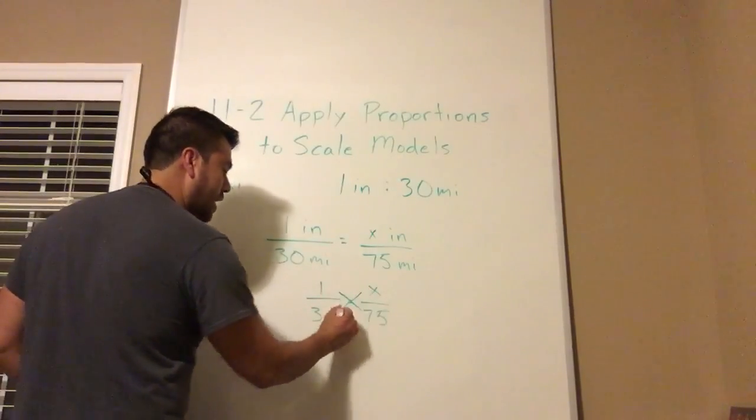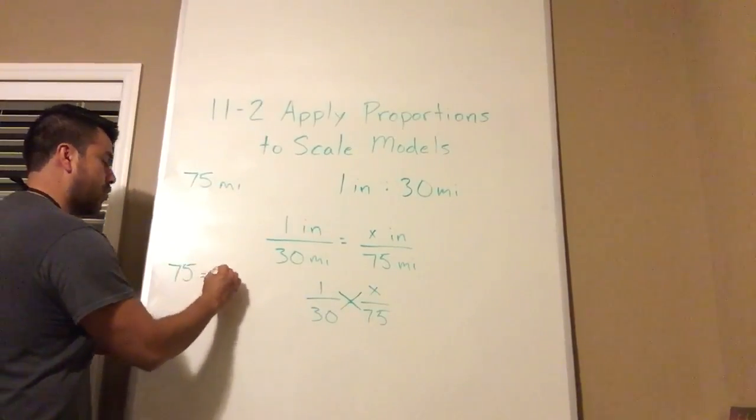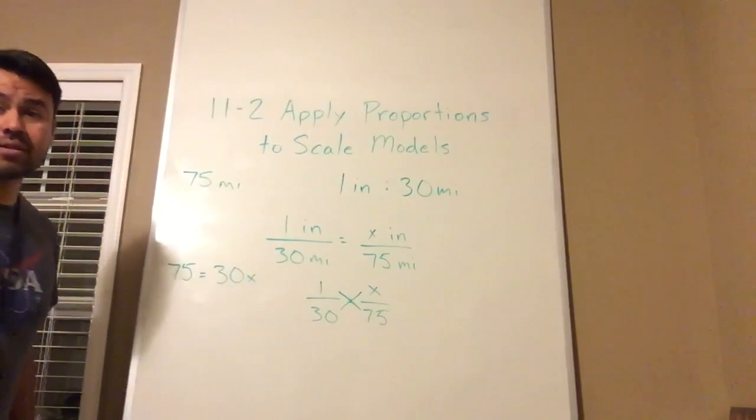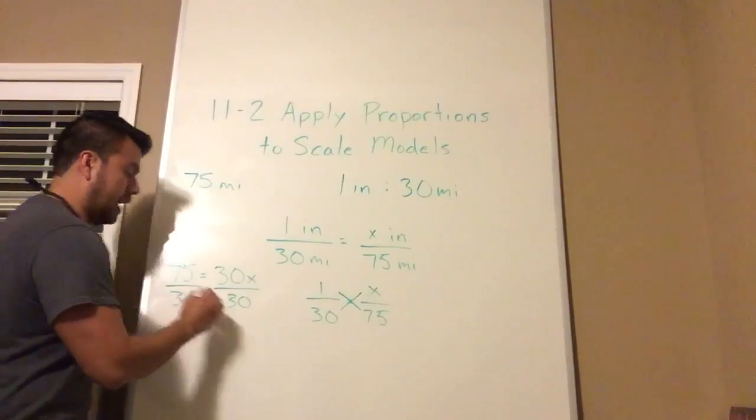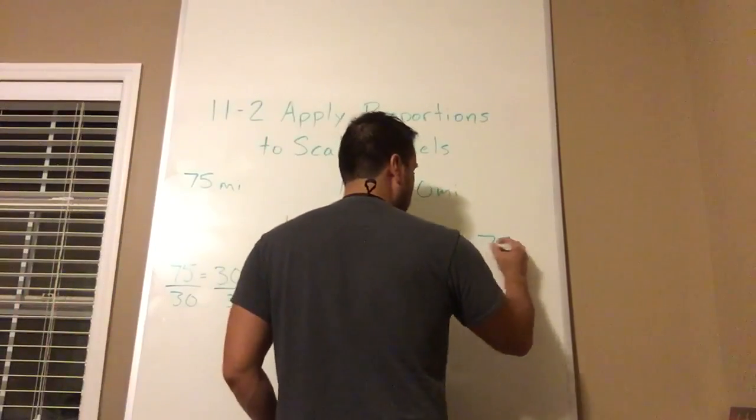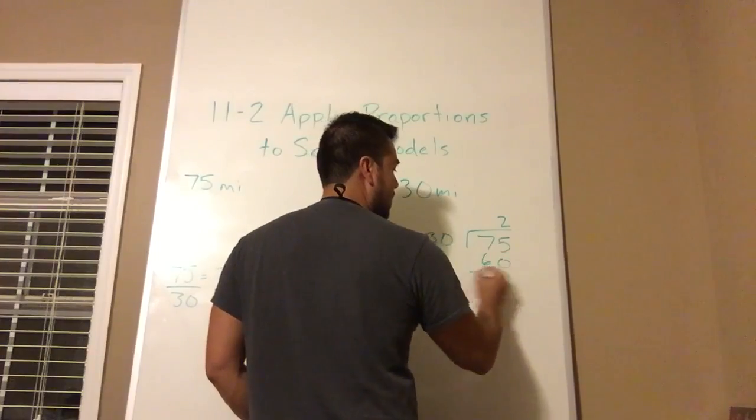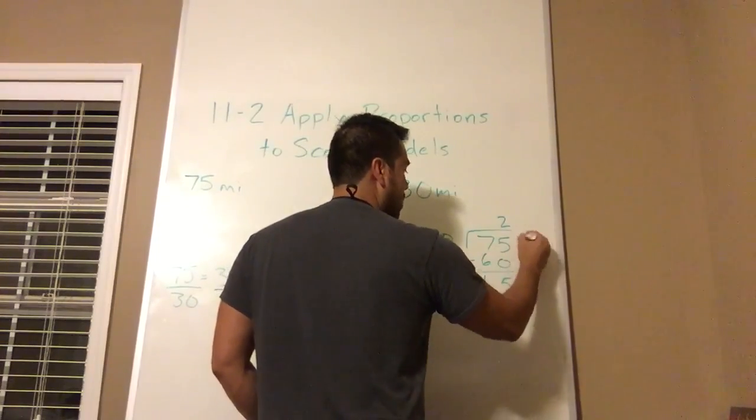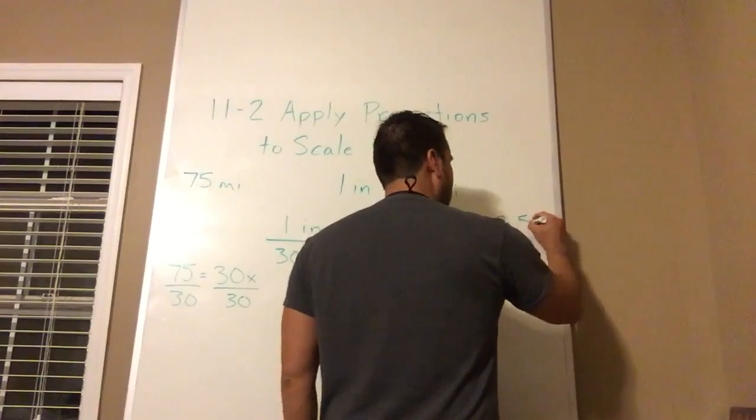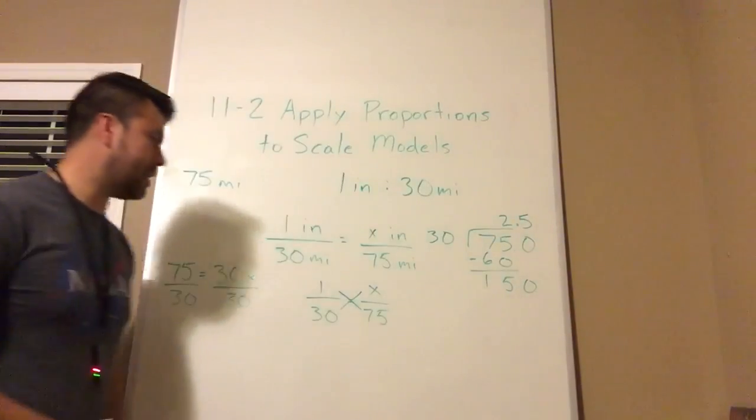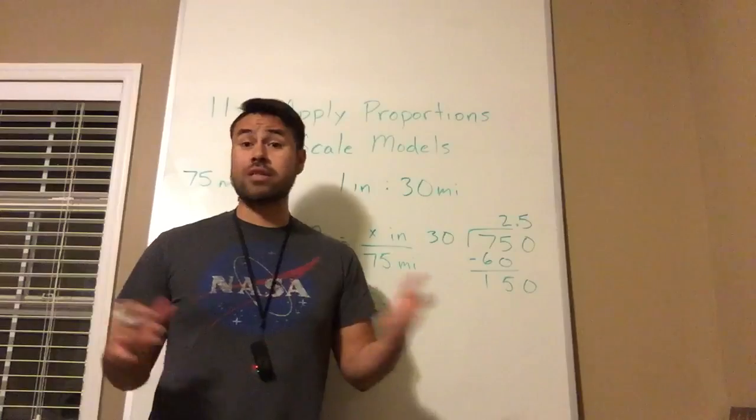So 1 times 75 and 30 times x. So 1 times 75, 75. 30 times x is 30x. Then I'm going to divide both sides by 30. 75 divided by 30. 30 goes into 75 twice. That's 60. In this case, thankfully, 30 goes into 150 5 times. Do not forget the decimal point because that matters a ton. By the way, is 2.5 inches the same thing as 25 inches?